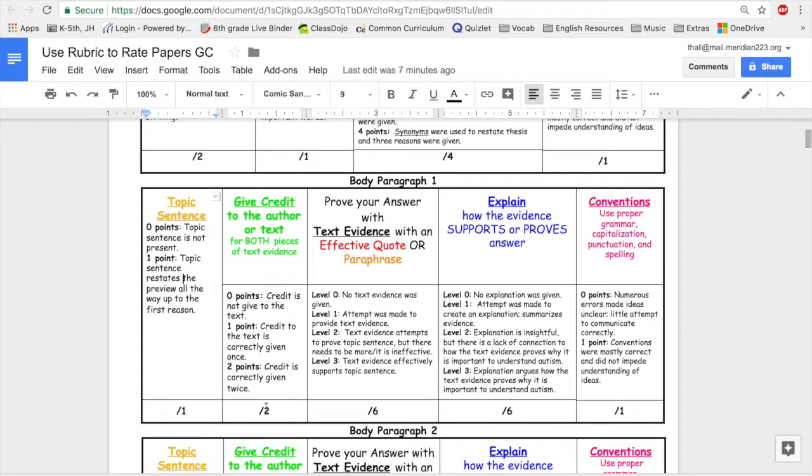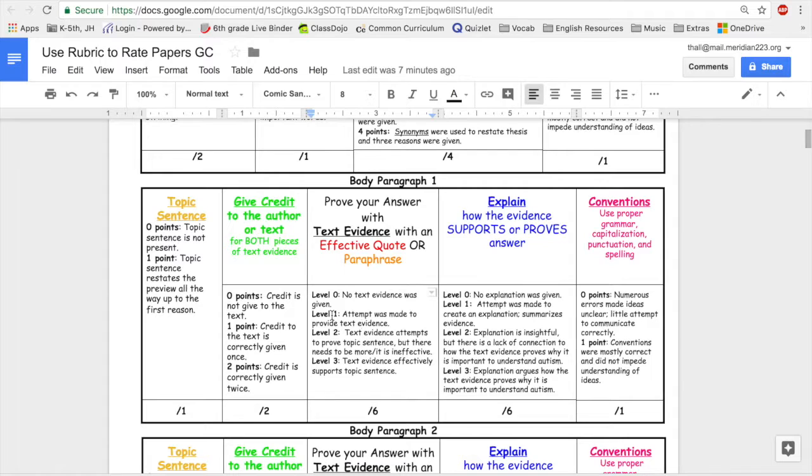Text credit, it's out of 2 points. They get 1 point if they only gave credit to the text correctly once. They get 2 points if they correctly gave credit to the text twice. Remember, if it's a quote, it needs a page number and an author's last name or a title. If it's a paraphrase, all it needs is the author's last name or a title. Text evidence. Notice how it's out of 6 points. That's because we have 2 pieces of text evidence.